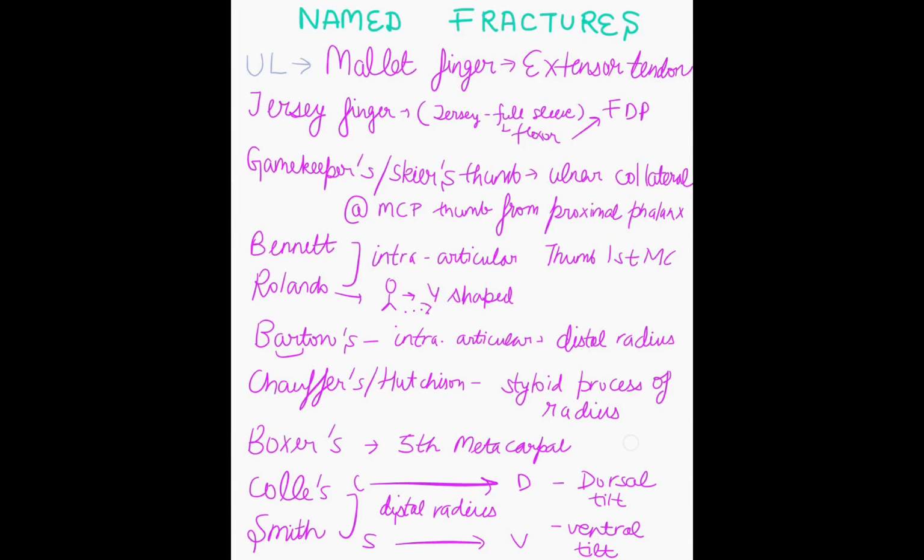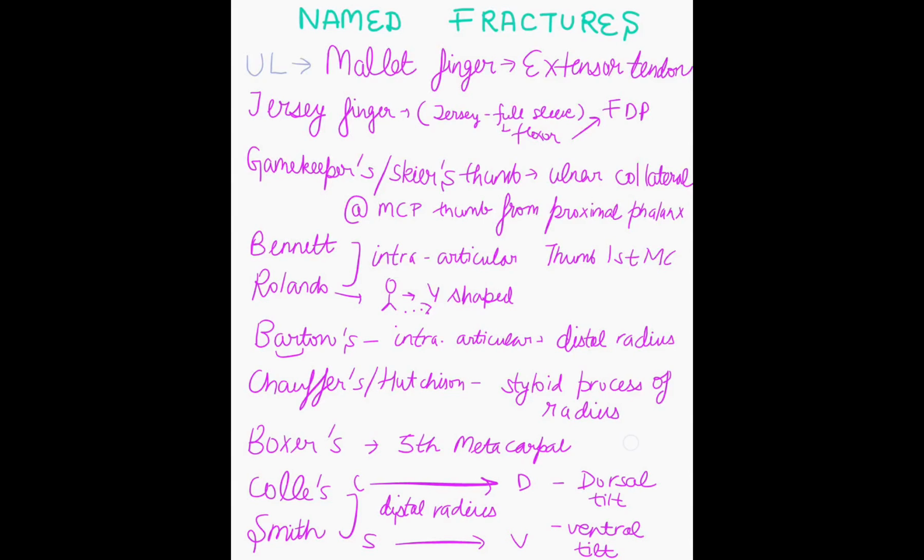Imagine Rolando standing with his legs wide open in the football ground. So Rolando is a Y-shaped fracture. Rolando is Y-shaped and Bennett is an intra-articular thumb fracture. Then we have Barton's fracture. In Barton's also AR is coming, so it is an intra-articular fracture, but Barton is of the distal radius. So Bennett and Rolando were linked with the thumb, while Barton is linked with the distal radius.